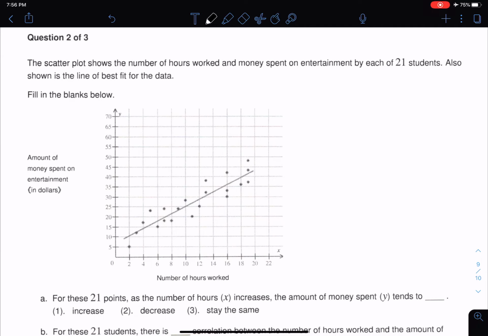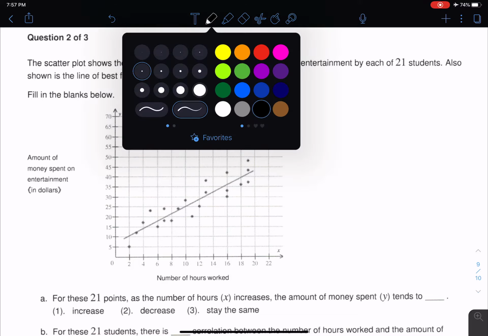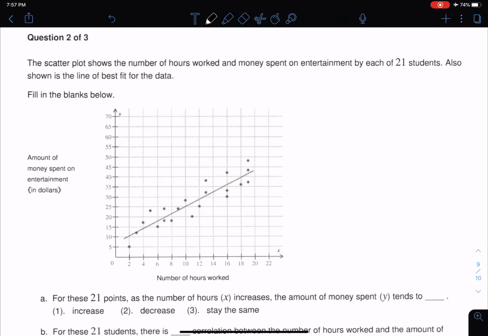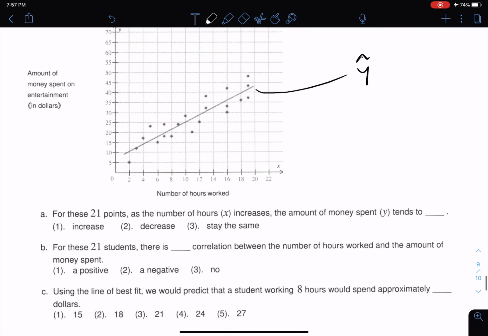The scatter plot shows the number of hours worked and money spent on entertainment by each of 21 students. Also shown is the line of best fit for the data. So this is the line of best fit, so we might as well call it that. That guy is called y hat. They didn't give us the equation, but they do show it there. So they want us to use that.